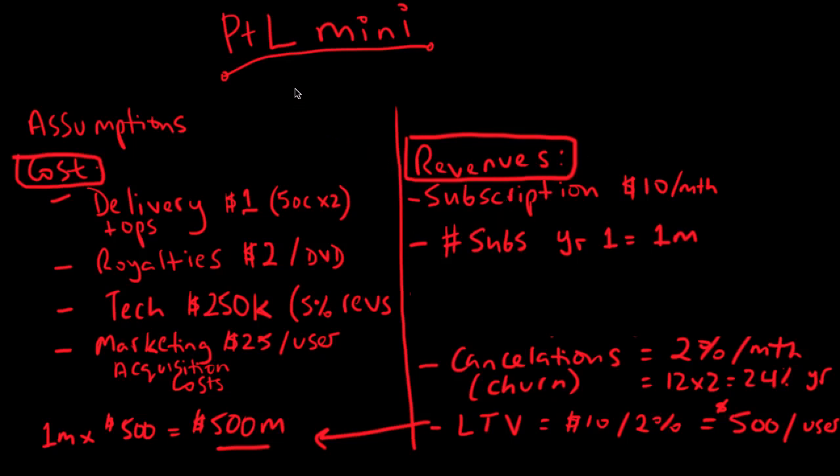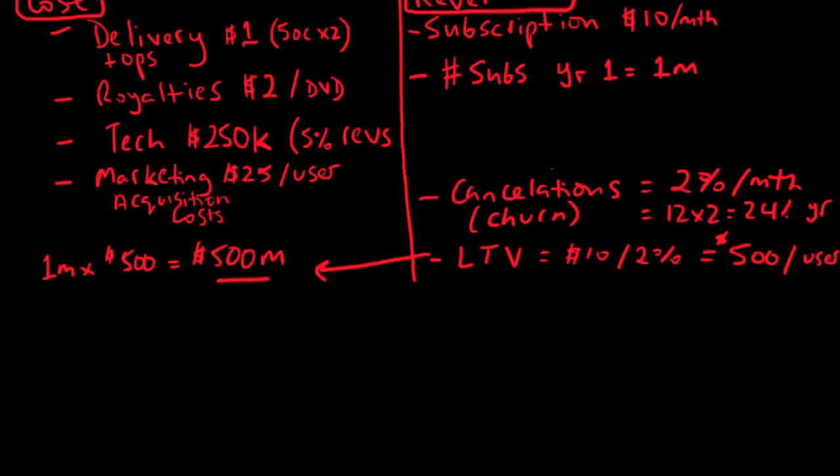So now we have our assumptions for our mini P&L. What we can now do is build out just the basic profit and loss around this. And just to remind us, the profit and loss is basically profits equals revenues minus costs. So what we need to do here is take our assumptions and build a basic P&L.